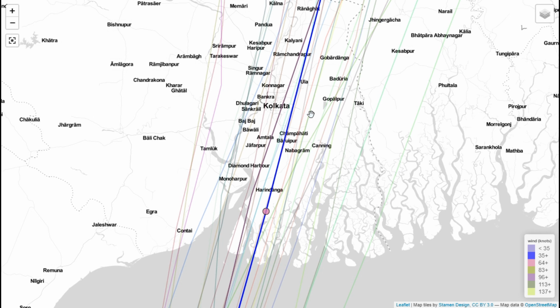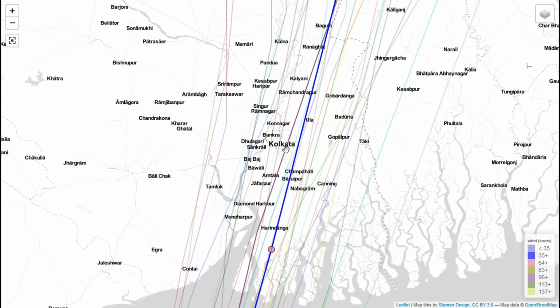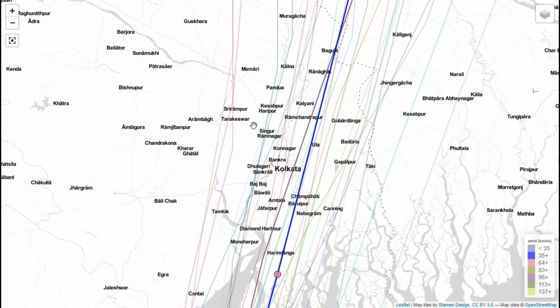Again, you can see lots of other towns both in India as well as in Bangladesh. This is Bangladesh, this is India, this is West Bengal, this is Bangladesh. Bankra, Konnagar, Ramnagar, Singur. So lots of small towns we are seeing. Srirampur, Tarkeshwar, Haripur, Ramchandrapur, Kollani, Pandua, Kalna, Memari. All these towns will be affected by Amphan in some way or other.